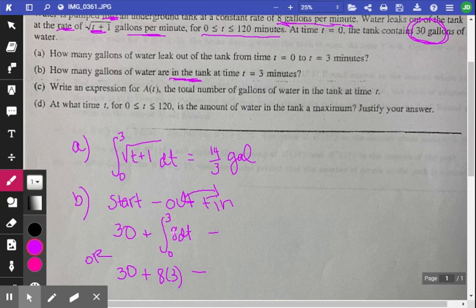If I integrated 8, I'd get 8t. Then I'd plug in 3, plug in 0, and subtract. I'd get the same thing as I'm going to get here. So you can do this part with integration, or you can just figure it out.